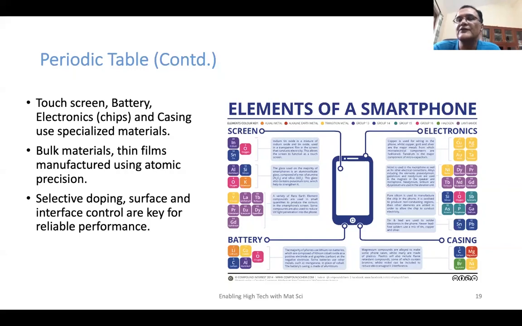In addition to that, you also have the screen, which has its own set of materials, your battery, which is nowadays lithium ion, and then you have the casing. Okay, you don't see any of this. Nobody tells you what's inside the phone, but next time you use your phone, I hope you have a sense of appreciation of how much technology goes into building a device like this. Okay, if you can go to the next slide, please.